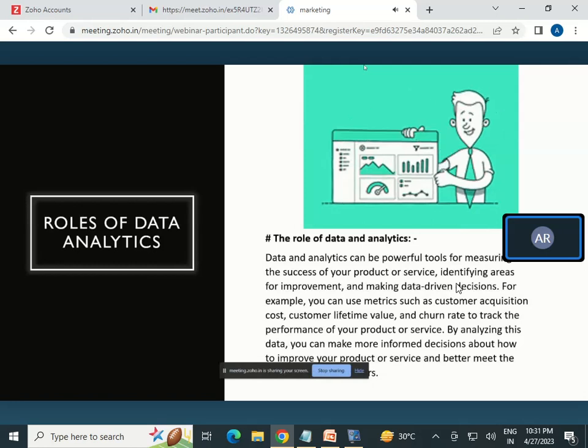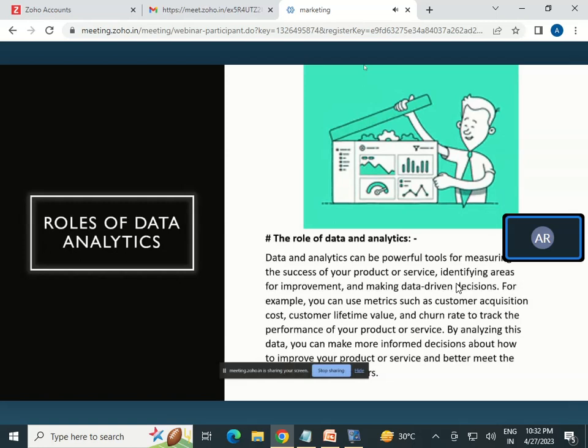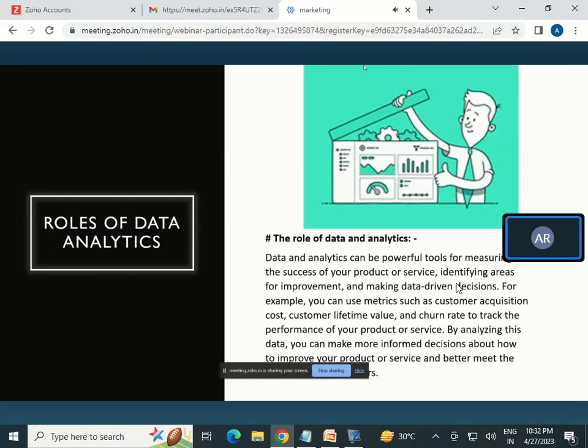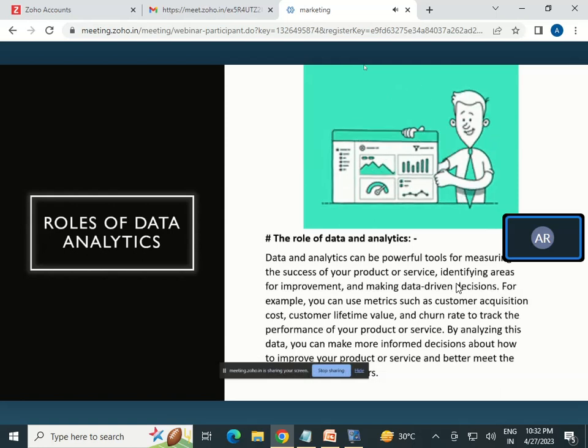Now, for example, you can use metrics such as customer acquisition cost, customer lifetime value, and churn rate to track the performance of your product or service, right? These are the things that you will record. Then you will do the analysis after 1 year or 6 months of your product working: how much profit you are making, where you are investing, which part of your service customers are liking, in which part customers are having issues, right? So you will try to resolve it.